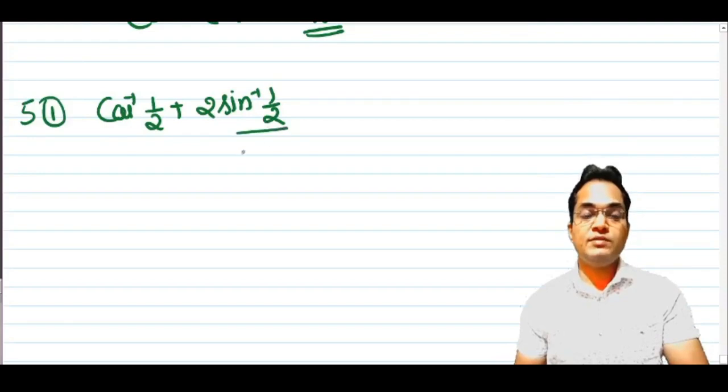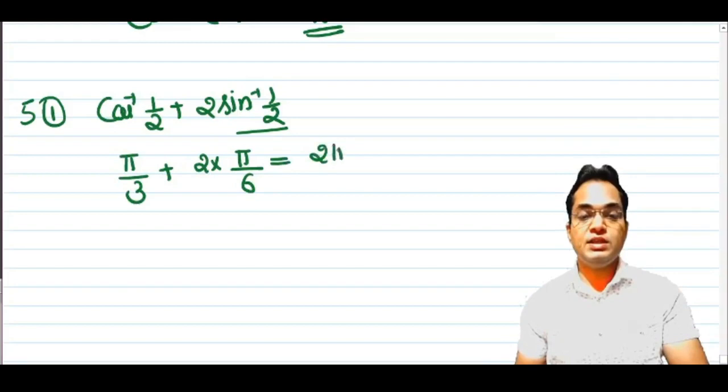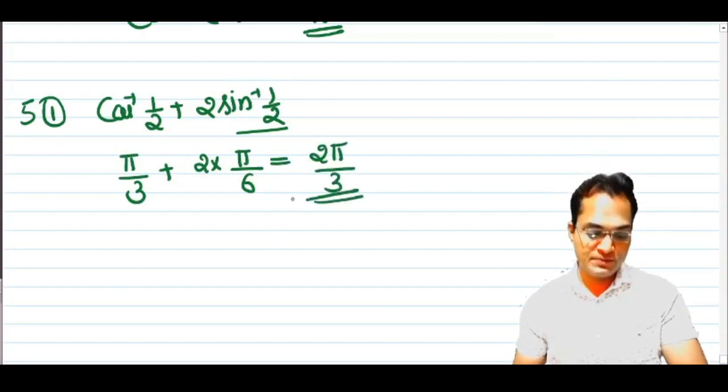What is the sin inverse half? It is 30 into 2, and it is 60. Now it is 60 plus 60, it is 120, you can say 2 pi by 3. Yes or no? Now the second part is cos inverse half.